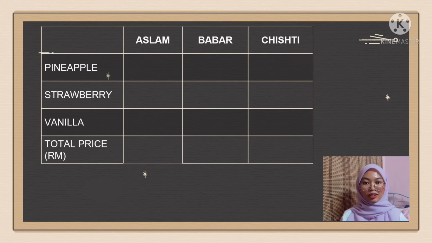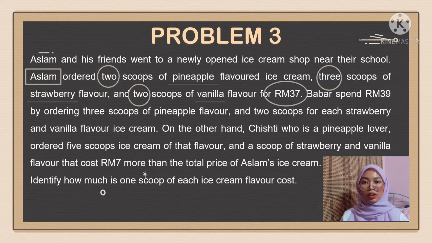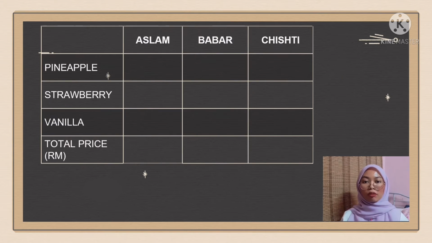Okay? Alright. Aslam and his friends went to a newly opened ice cream shop near their school. Aslam ordered 2 scoops of pineapple flavor ice cream, 3 scoops of strawberry flavor, and 2 scoops of vanilla flavor for RM37. So I put the information here in Aslam section. 2 pineapple, 3 strawberry, 2 vanilla, and total price 37.